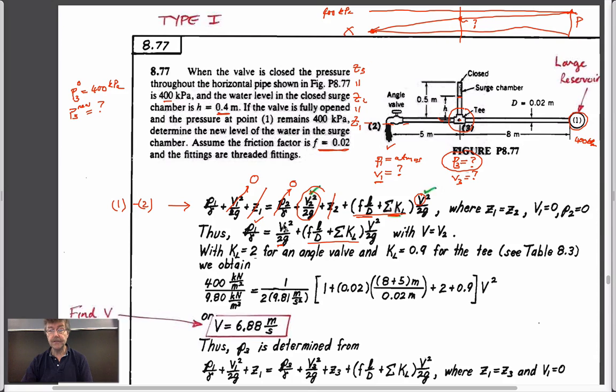And it just so happens that these two velocities that we have, because the velocity in the fitting and the velocity in the pipe are the same, that we can combine these. This should just be 1 plus f L over D plus sum of K_L times V squared over 2g. And so we know everything in here except for the velocity, and we can solve for the velocity. I won't go through the math to do that. So now we have a velocity at point 2. I wrote this as 1, but it's 2, isn't it? So we now have this, which is equal to 6.88 meters a second.